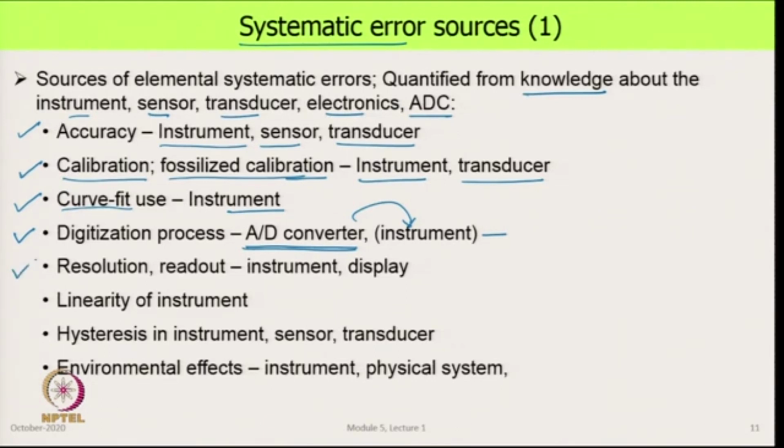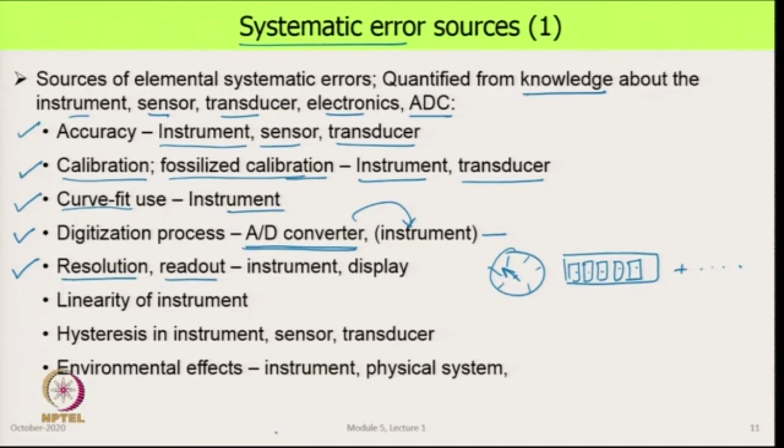Then we have systematic errors associated with resolution or readout of the instrument or the display. So, this is simply what it means. We have a dial on which there are certain markings, and there is a pointer, and we read from there. Alternately, we have digital indicators, which put various numbers, and we read those. And there could be some other techniques also.